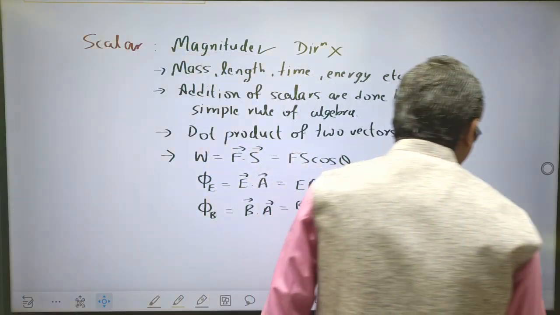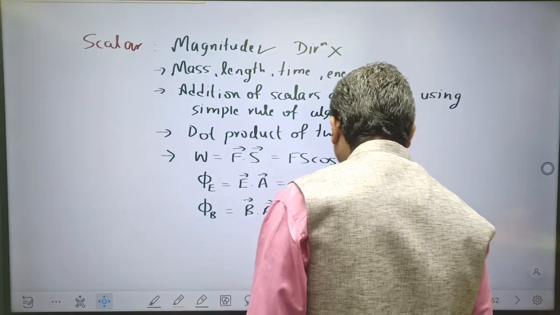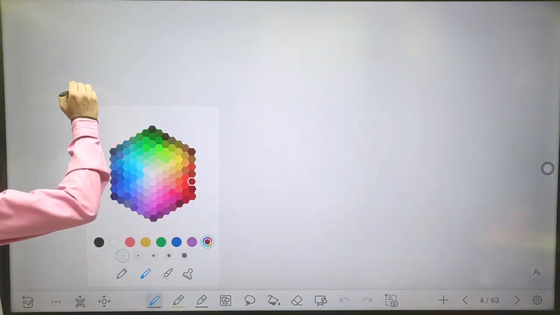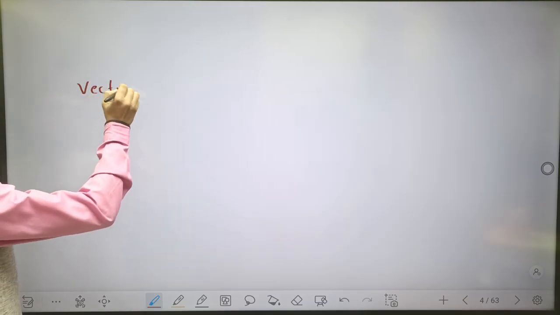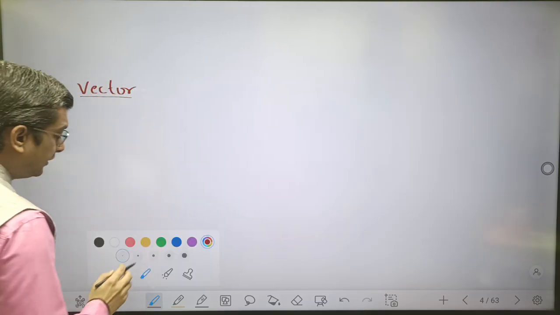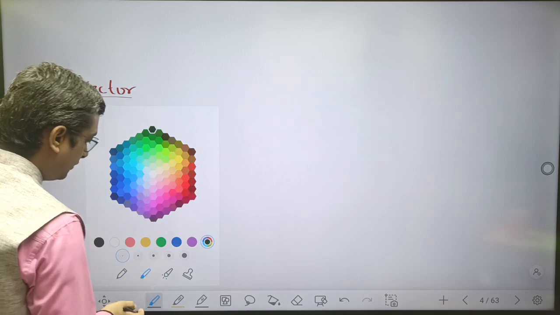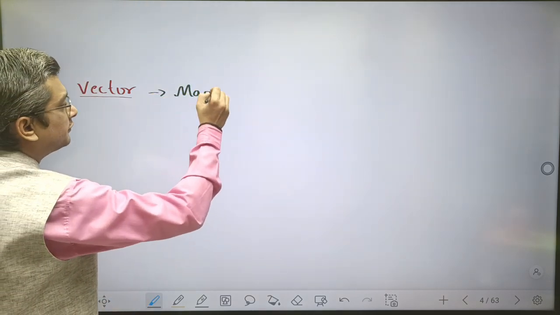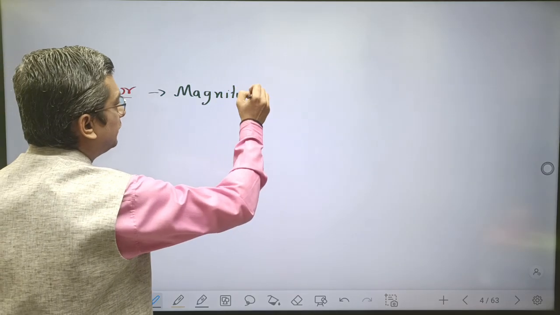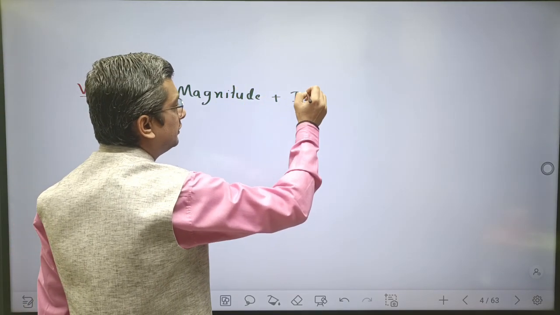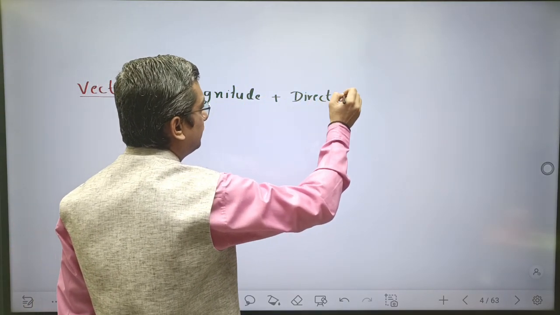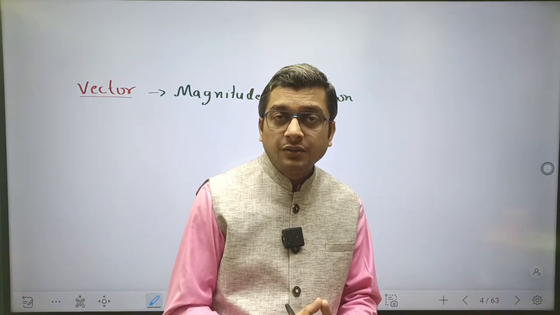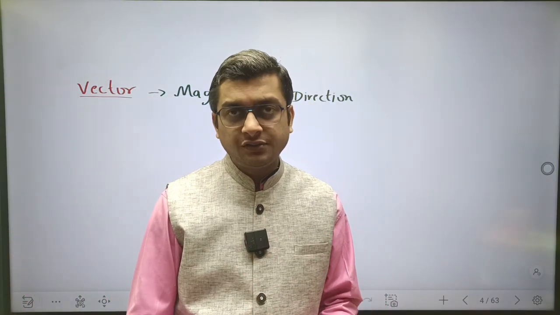Now the second quantity is vector quantity. So what are the features of vectors? Let us have a look. Vector. What are the conditions for any quantity to be a vector? Condition number one, the quantity must have magnitude definitely, plus there must be a sense of direction. It means that without putting direction, the definition is incomplete.